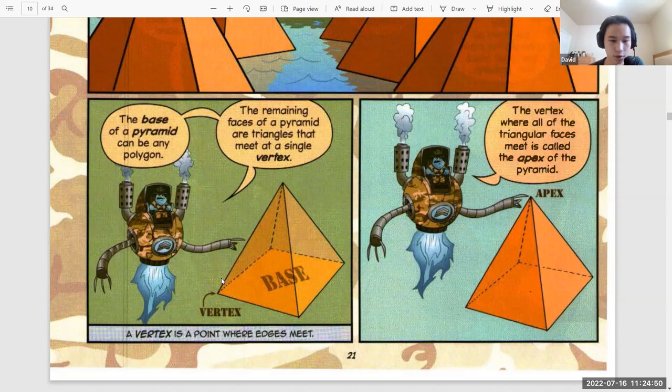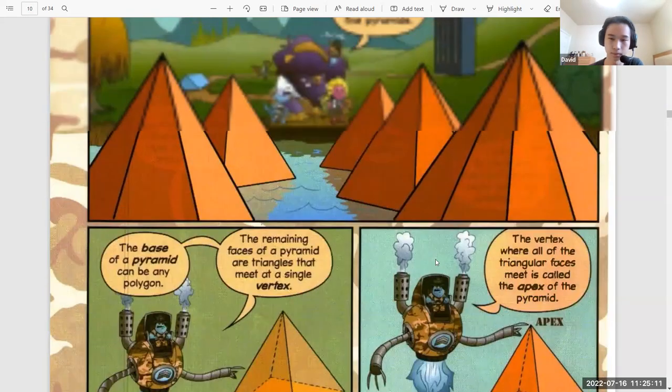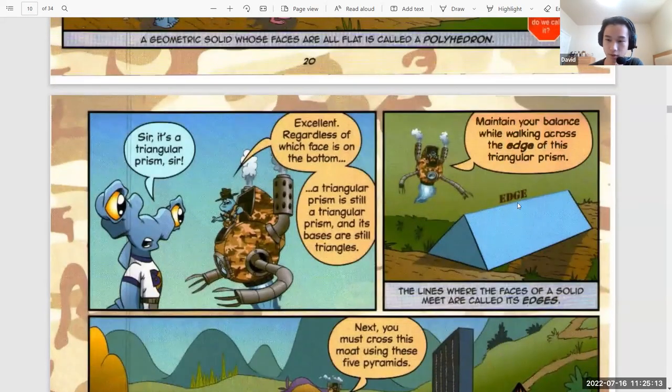And let's see, more definitions. So we see this word vertex. The faces of a pyramid are triangles that meet at a single vertex. So vertex is a point where edges meet. So we just defined edges and now we're using edges to define vertex. So if anyone's ever confused, just make sure you take a step back, review, think, what is an edge? So go back, we see this is an edge.